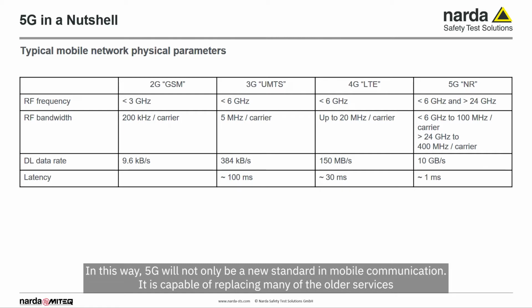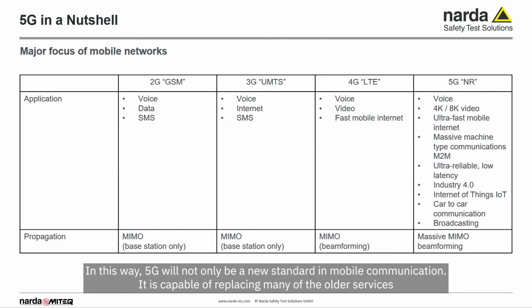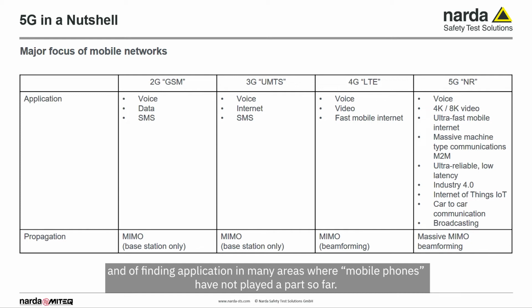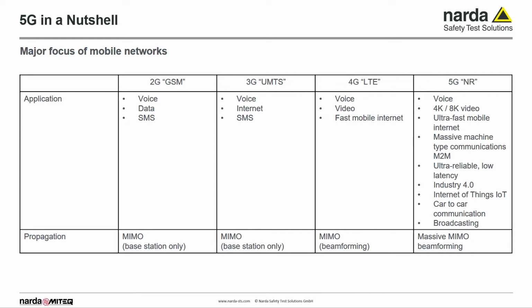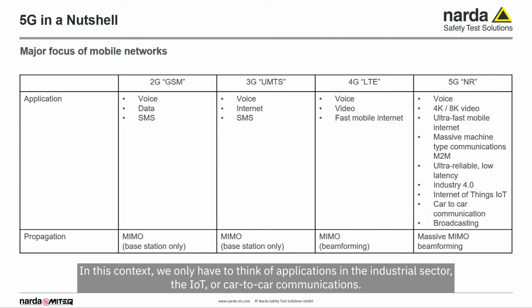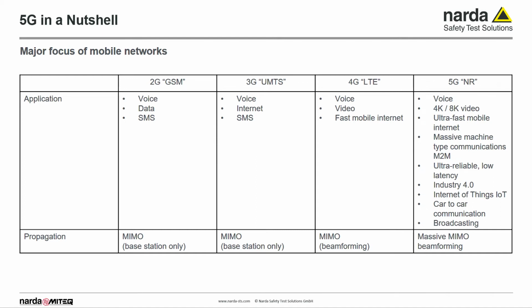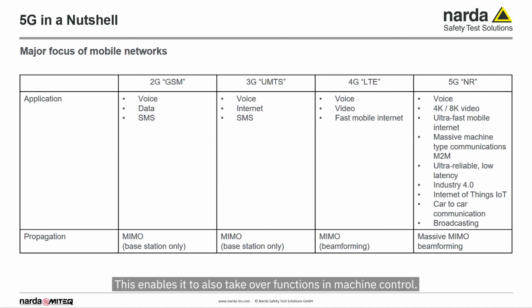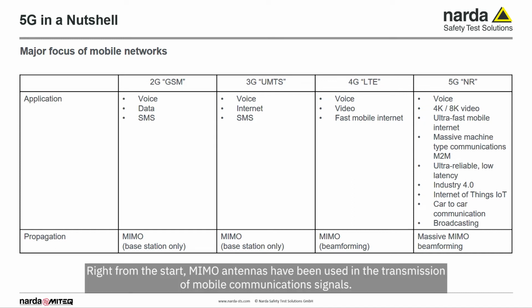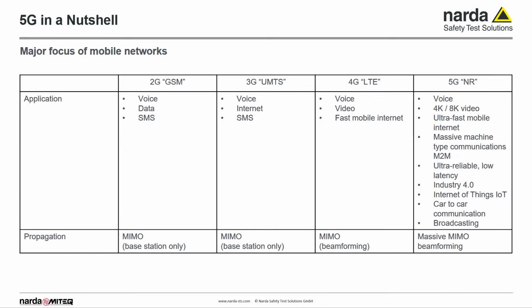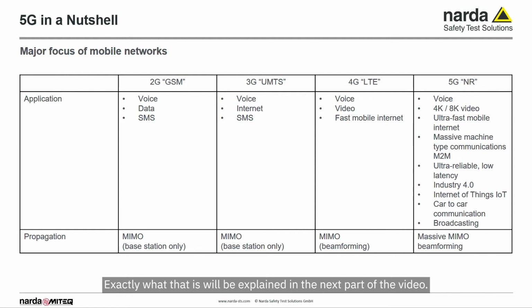In this way, 5G will not only be a new standard in mobile communication, it is capable of replacing many of the older services and of finding application in many areas where mobile phones have not played a part so far. In this context, we only have to think of application in the industrial sector, the Internet of Things, or car-to-car communication. The thing that makes 5G so attractive to industry, for example, is a fast reaction time or latency. This enables it to also take over functions in machine control. Right from the start, MIMO antennas have been used in the transmission of mobile communication signals. Exactly what that is will be explained in the next part of the video.